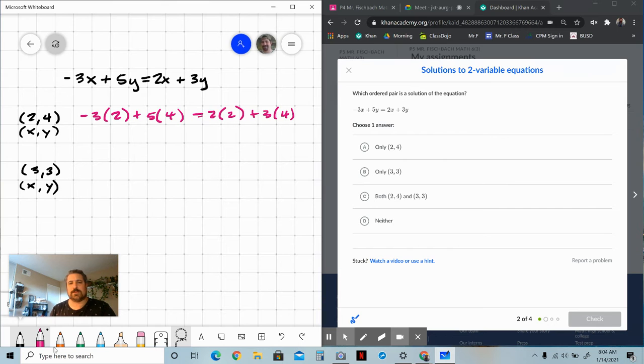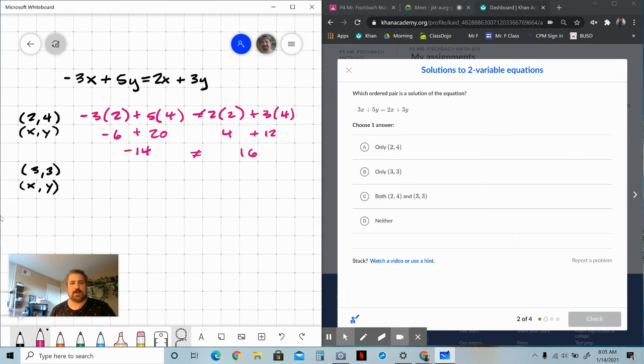So really we're asking ourselves, is negative 3 times 2 plus 5 times 4 equivalent to 2 times 2 plus 3 times 4? And you always multiply before you add. So this is negative 6, and we're going to add to that 20, which is worth 14. And here you've got 4, we're adding to that 12, which is worth positive 16. So these two are not equivalent, so this is definitely a no. That doesn't work.